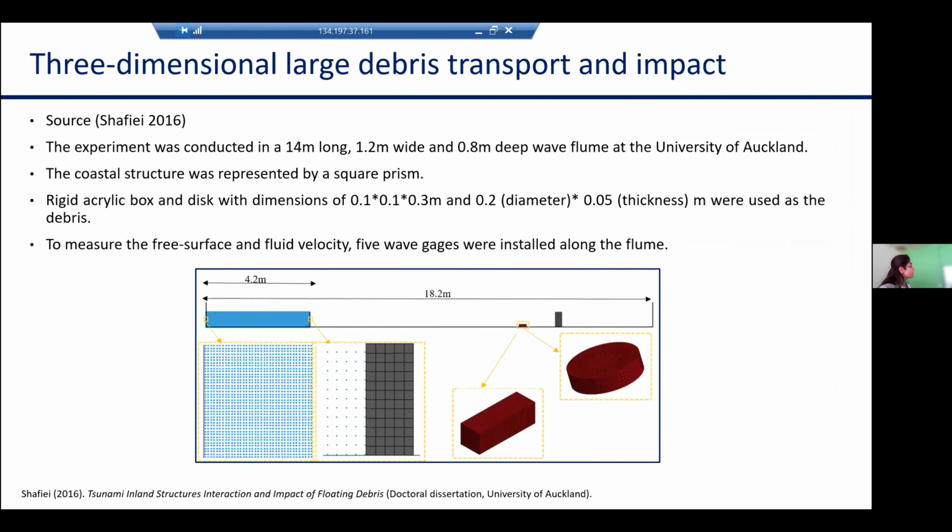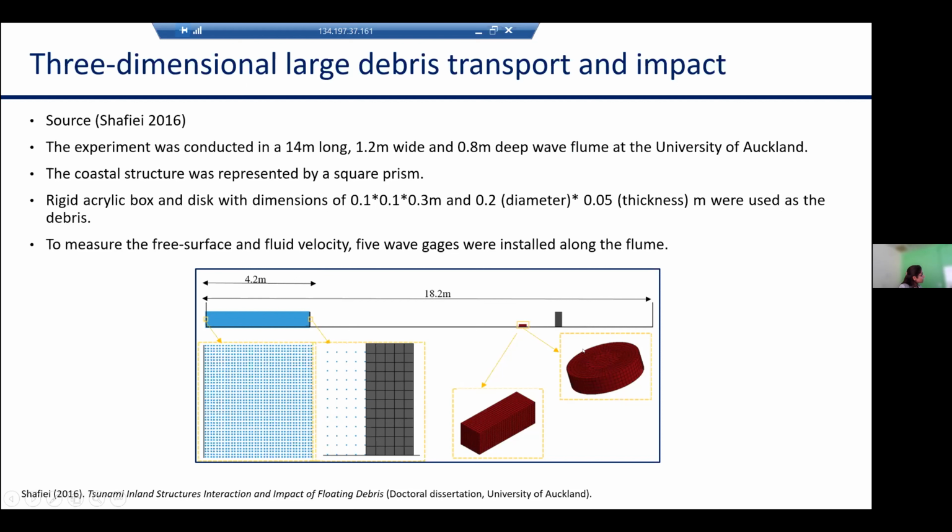For the next step, we wanted to validate our numerical technique against a three-dimensional experimental study. To this end, we selected the experimental work conducted by Shafei back in 2016. This experimental analysis was conducted at the University of Auckland. This is a dam break test. Here is a dam, and they use two kinds of debris, the box and the disc.